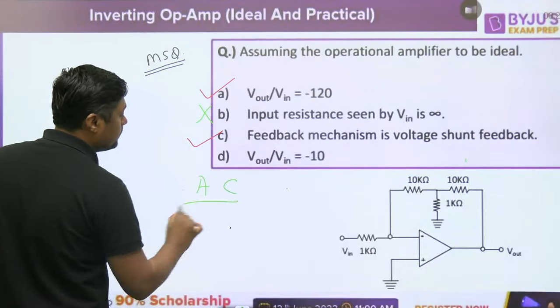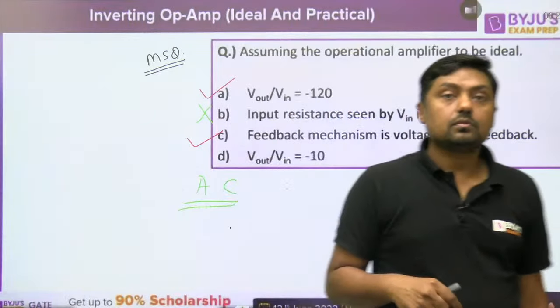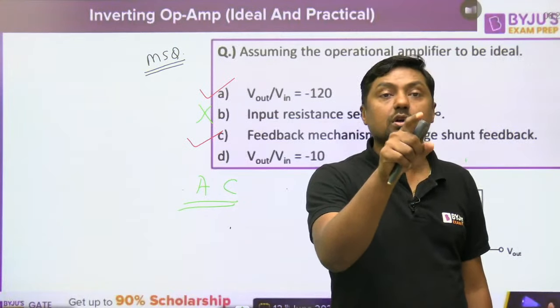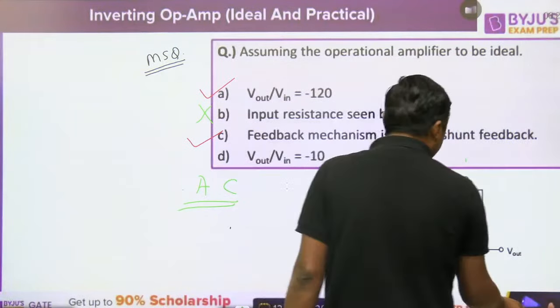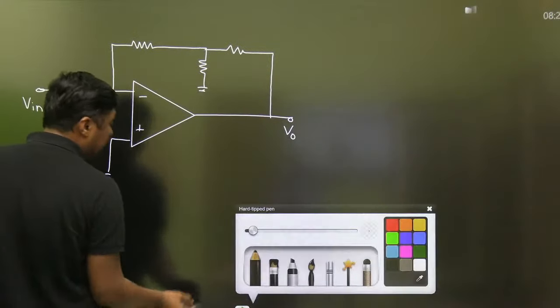And that is the MSQ. Now, that is Manvendra's doubt: can we take the 10 kilo ohm and 1 kilo ohm in parallel? Now I am going to give you the answer. A number of students have the same doubt.